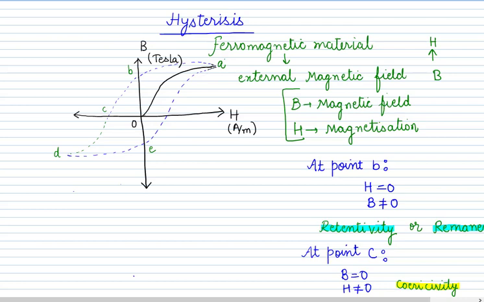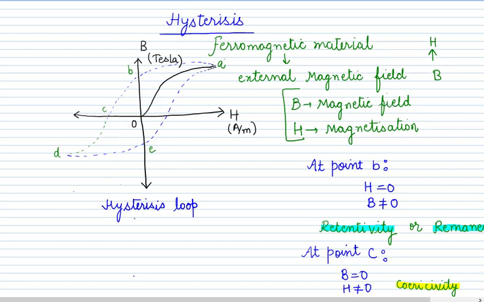So as we can see, initially when we increase the magnetization field, the magnetic flux density increases from point O to point A. But when we again make the magnetization field positive, it does not retrace the path. It does not follow the path O to A again. It follows the path from E to A. Right? So this loop you can see in the blue color, this loop we call a hysteresis loop.